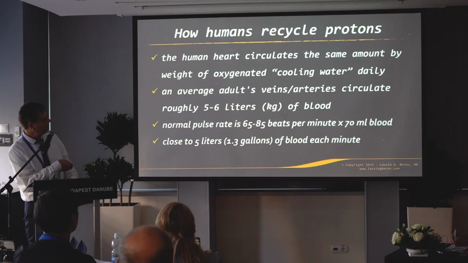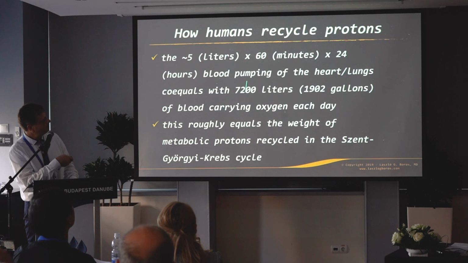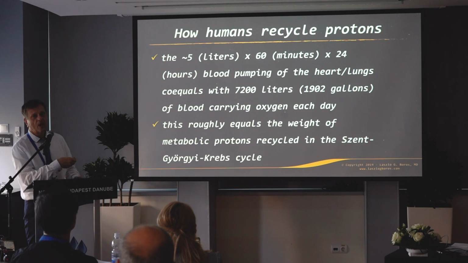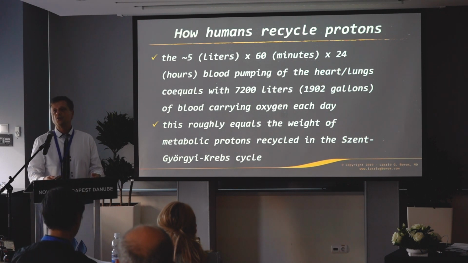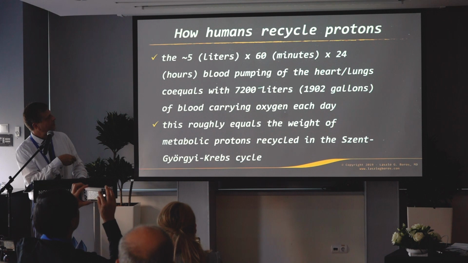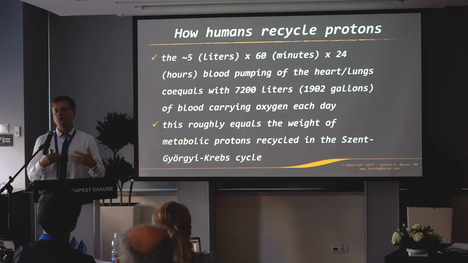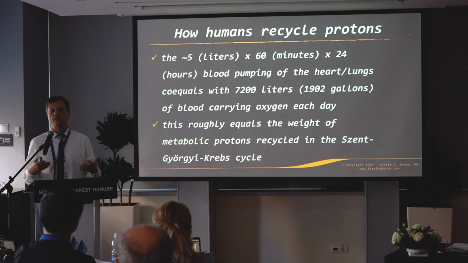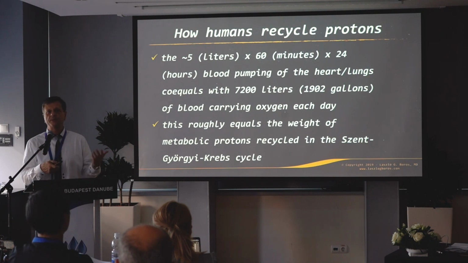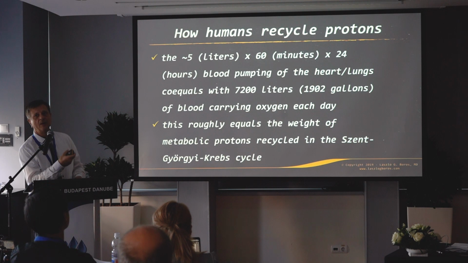So if you look at how much blood we pump a minute, it's about 5 liters. If we calculate how many minutes there are in the day, it again comes up with 7,200 liters, which is about 2,000 gallons. So our circulation and metabolic water proton transfer are in equilibrium, or stoichiometric equilibrium, with metabolism. This is how our system works.